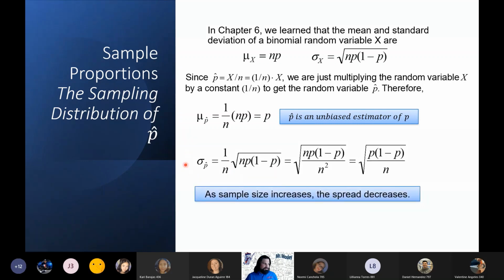The standard deviation is equal to 1 over n times the standard deviation of x, the square root of np times 1 minus p, which equals the square root of np times 1 minus p over n squared, which equals the square root of p times 1 minus p over n. So it's the proportion of success times the proportion of failure divided by n, then take the square root. That's the standard deviation. As the sample size increases, the spread decreases. This goes along with what we learned in section 7.1: larger sample size, less variation.